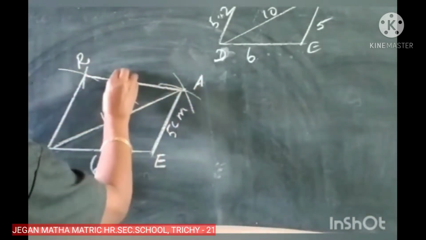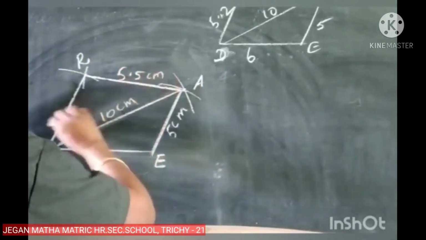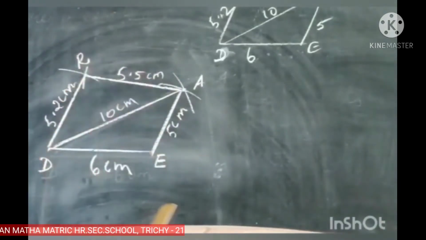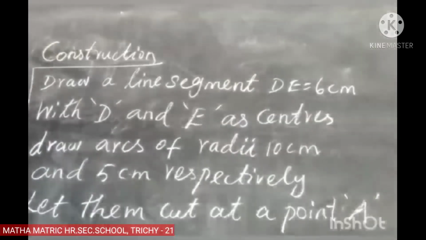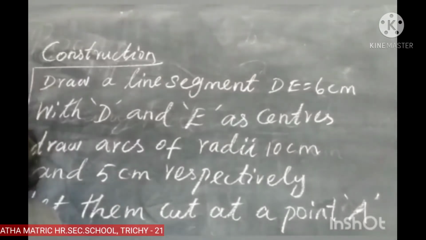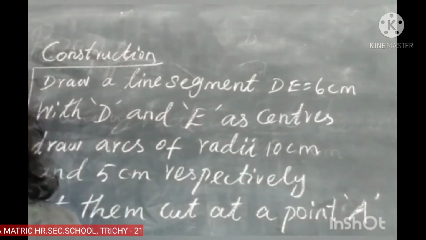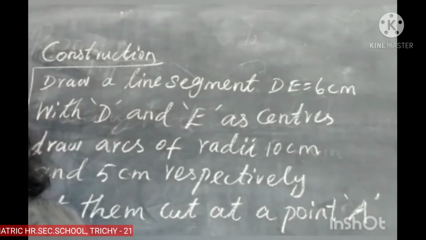I can write 5.5 centimeter, here 5.2 centimeter. So the main diagram is over. Now let us see the construction for the given picture. Already we finished the rough diagram and then the main diagram also, the quadrilateral.